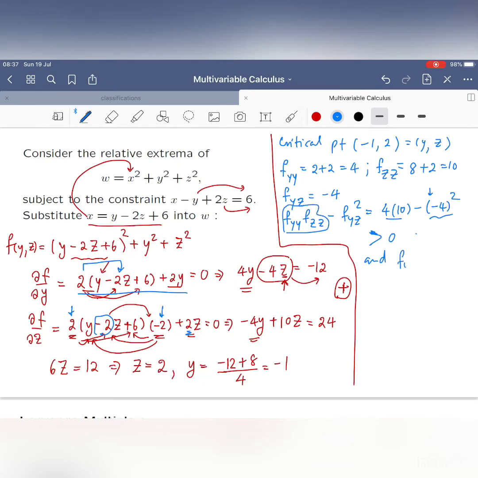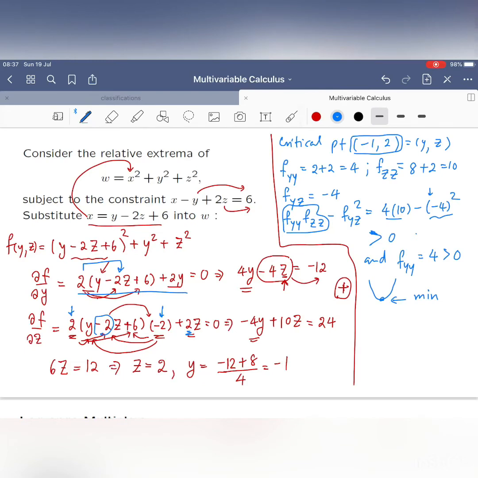So you just look at one of them. For example, f sub y, it is positive again. So it means that the shape is upward like this. So this point will give you a minimum. Okay. So it means that this critical point will give you the minimum value of w.